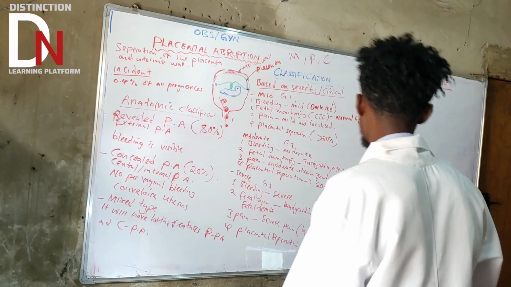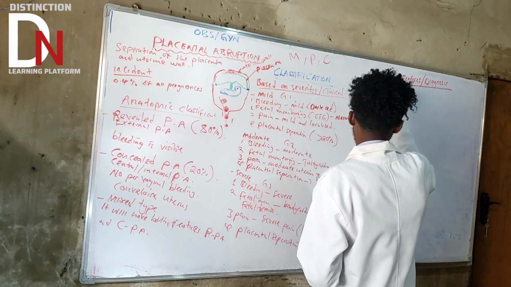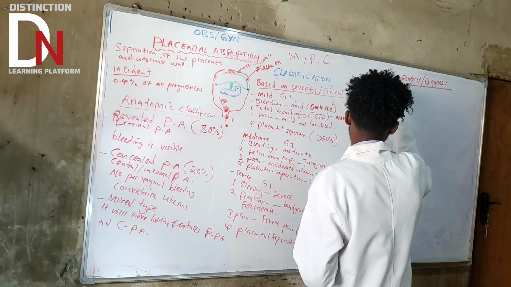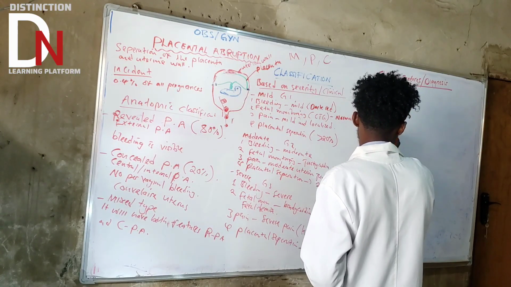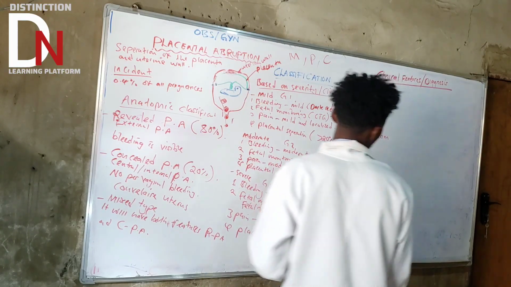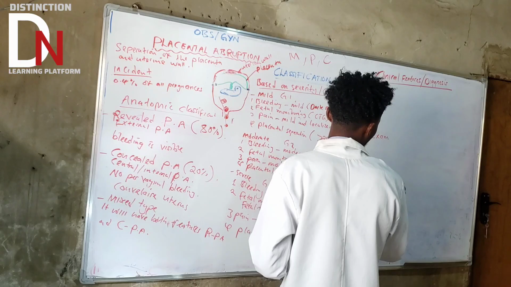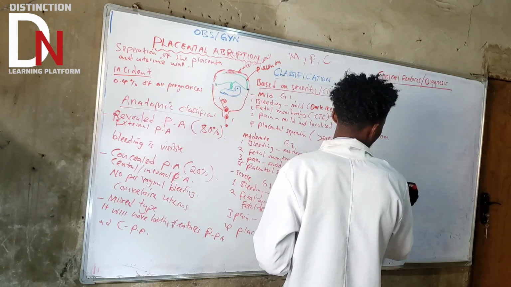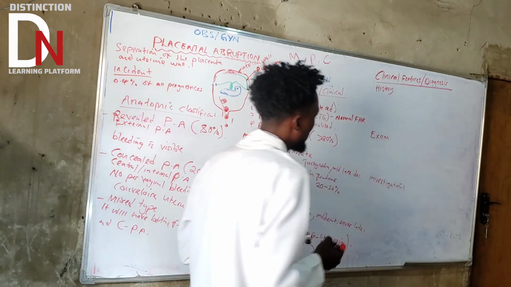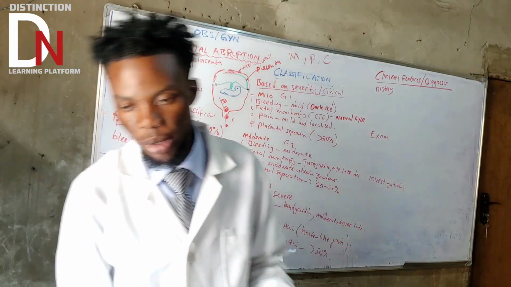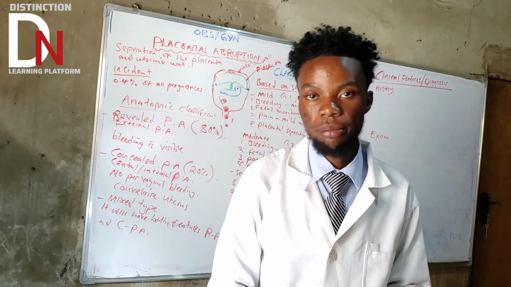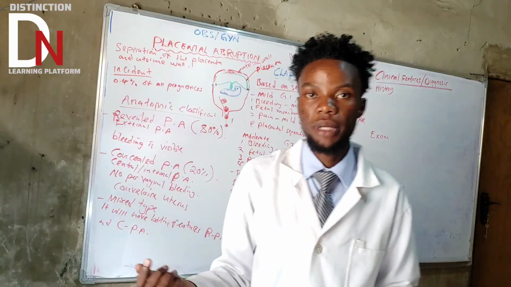So clinical features will come from history. We'll also talk about exam, and also investigation. Very important. From history, basically some people come with vaginal bleeding with some pain like that.